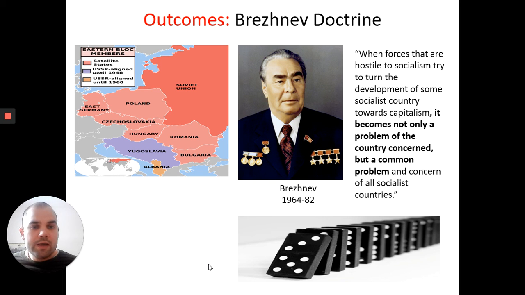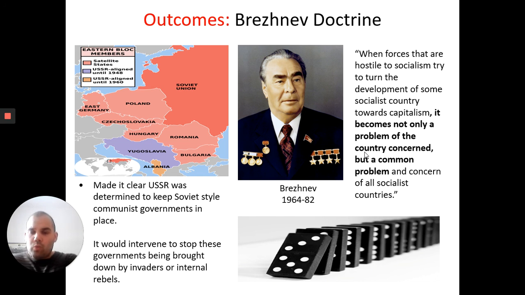Okay, now the key part of the Brezhnev Doctrine is this part in the speech he does. So this is 2 months after the invasion of Czechoslovakia. So he said, when forces that are hostile to socialism try to turn the development of some socialist country towards capitalism, it becomes not only a problem of the country concerned, but a common problem and concern of all socialist countries. Now, what is he basically saying there?